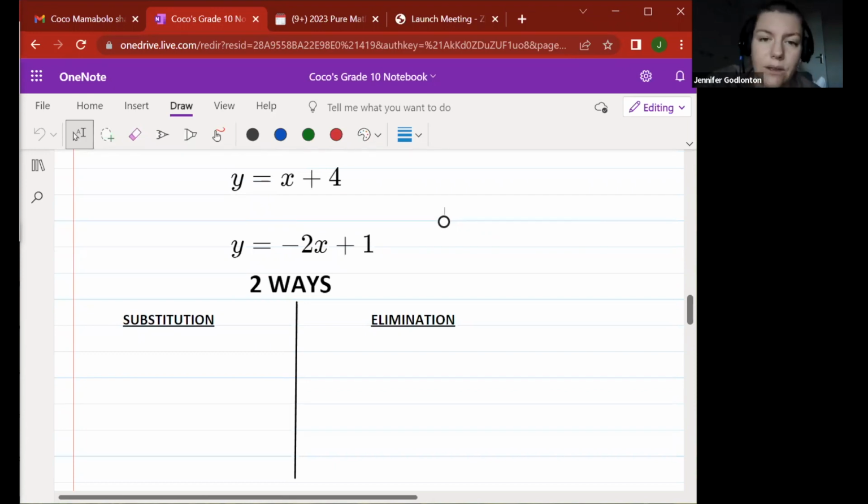So these are the 2 equations that we're working with. If we are doing substitution, there are lots of different ways we could go about it. But this first equation is telling us that the value of y is x plus 4. That is what y is.